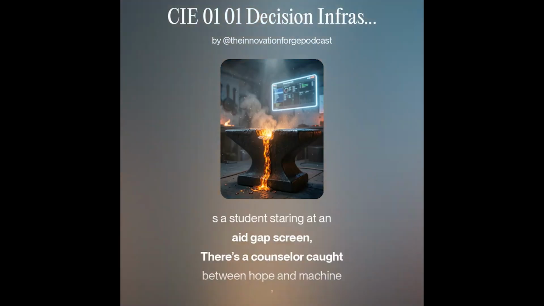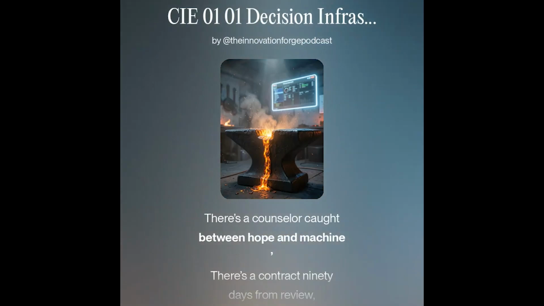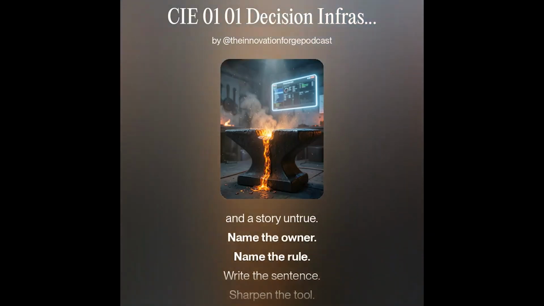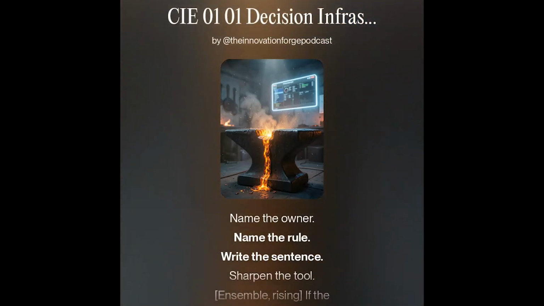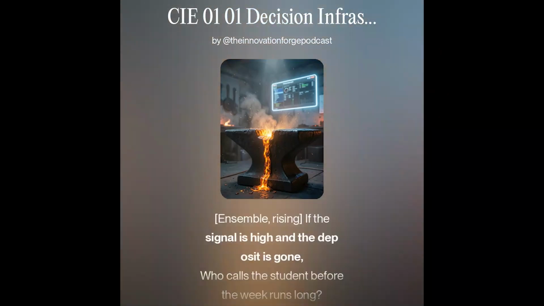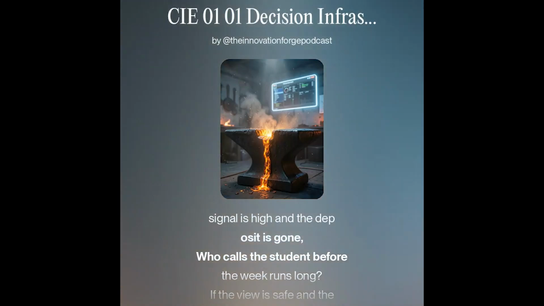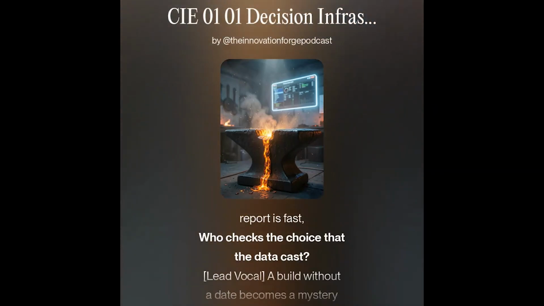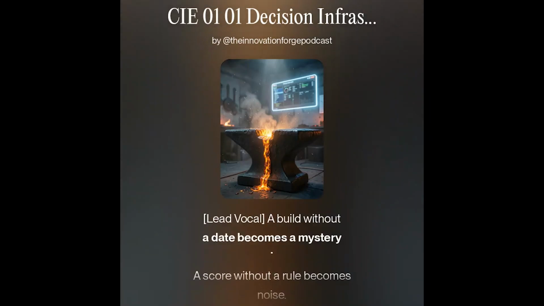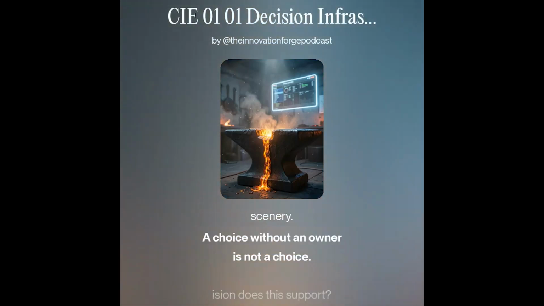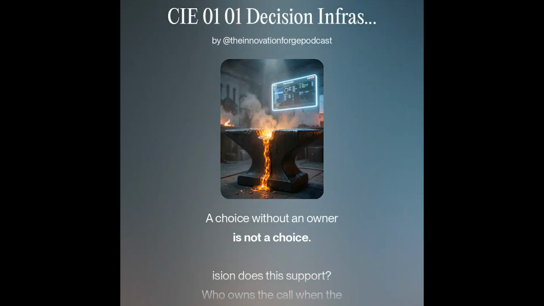There's a student staring at an 8-gap screen. There's a counselor caught between hope and machine. There's a contract 90 days from review. There's a source unmapped and a story untrue. Name the owner, name the rule, write the sentence, sharpen the tool. If the signal is high and the deposit is gone, who calls the student before the week runs long? If the view is safe and the report is passed, who checks the choice that the data casts? A build without a date becomes a mystery. A score without a rule becomes noise. A report without a use becomes scenery. A choice without an owner is not a choice.